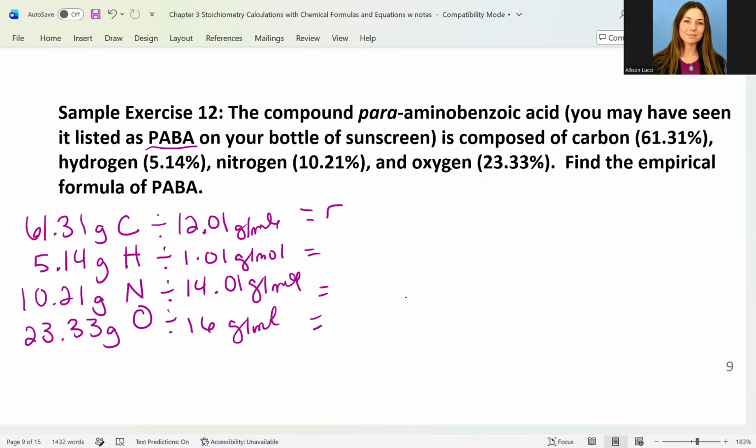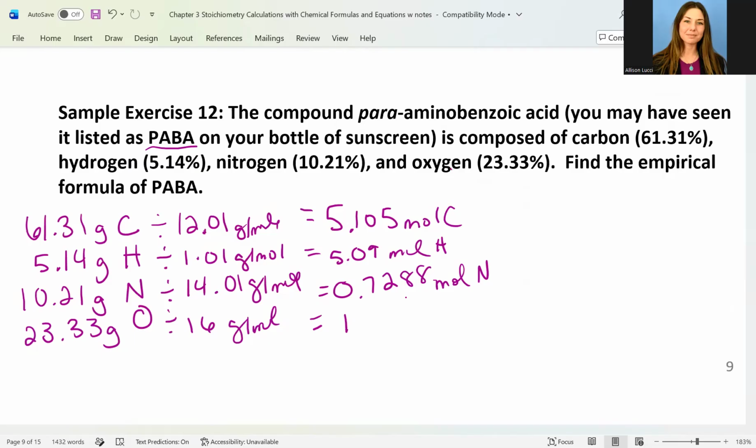And that gives me about 5.105 moles of carbon. Now we have 5.09 moles of hydrogen. 10.21 grams divided by 14 gives me less than 1 mole, so just 0.7288, and I'll keep some safety digits here, moles of nitrogen, and then last I have 1.456 moles of oxygen. So now the rule is to divide by the lowest amount of moles, so that would be the moles of nitrogen.